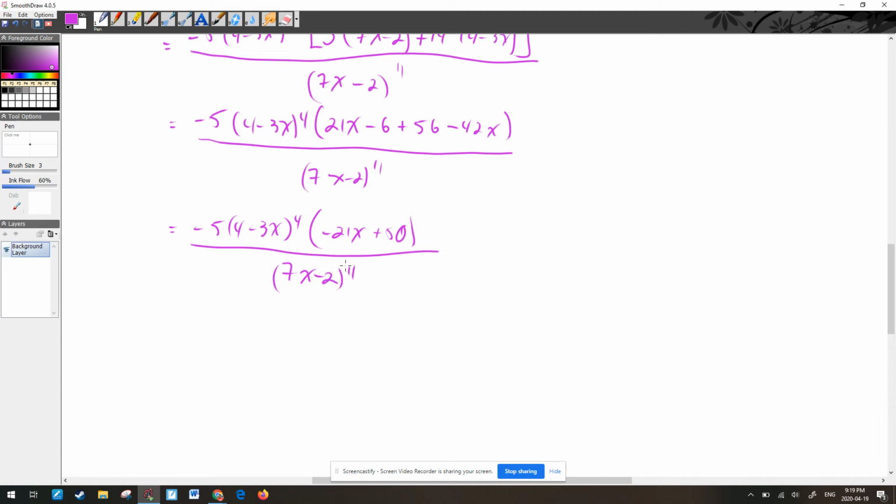Now, strictly speaking, we could stop here, but it's not normally good practice to have a leading coefficient of negative inside a bracket. So I'm going to common factor out a negative 1 and bring it to the front, which is nice because that negative 1 from the brackets and this negative out here are going to cancel each other out. So we're going to have 5 bracket 4 minus 3x to the fourth bracket 21x minus 50 all over 7x minus 2 to the 11th. And there it is.